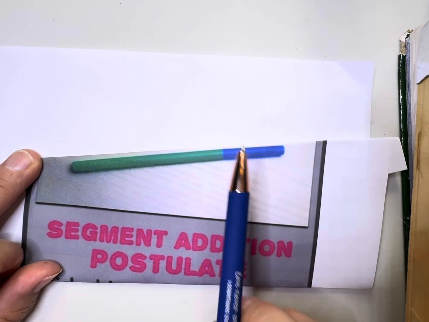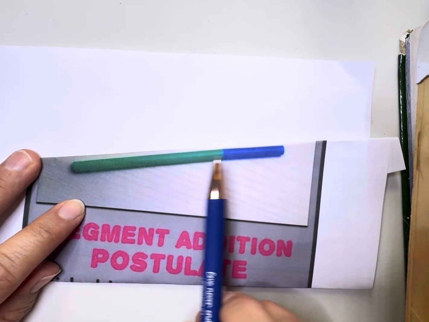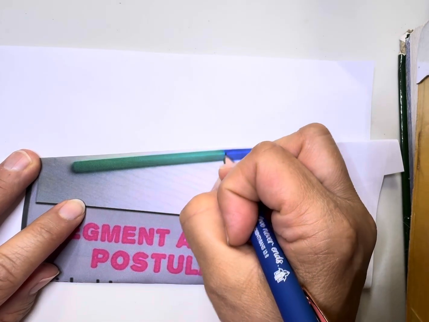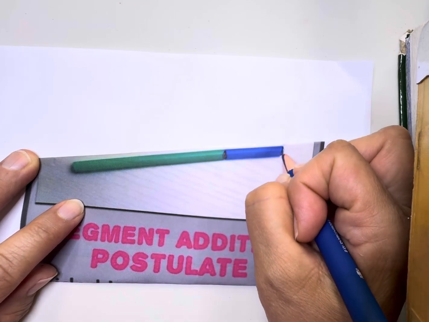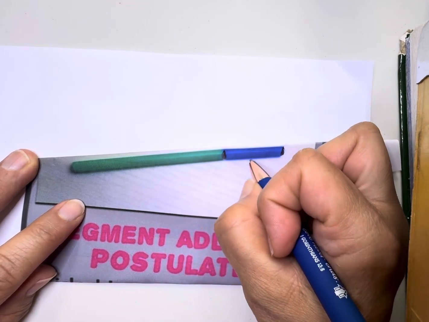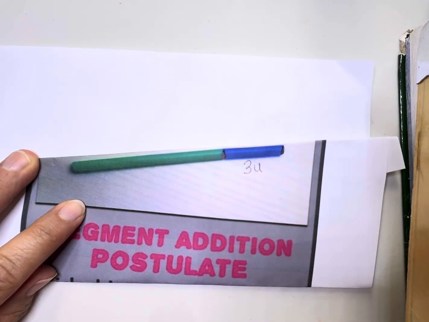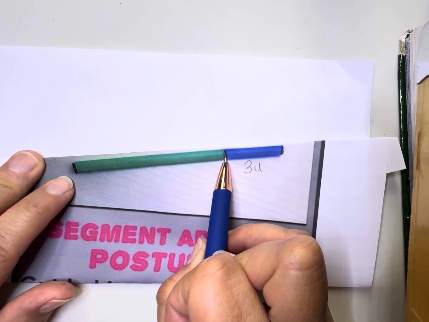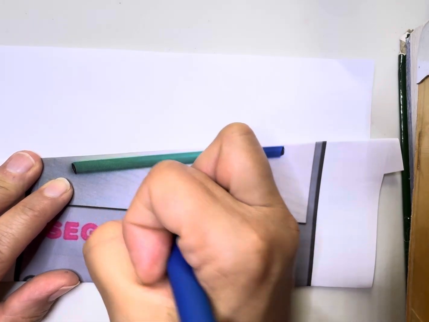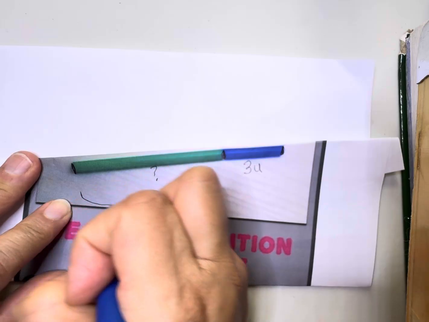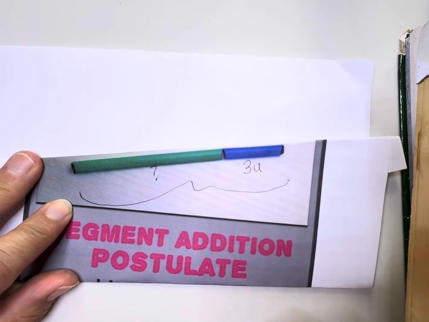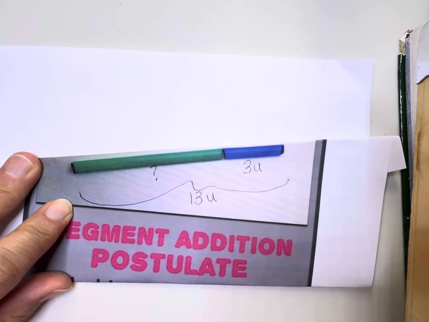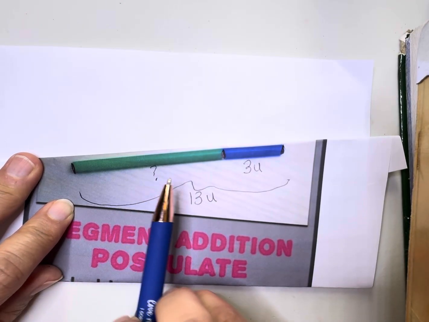Okay, here's another example. I have a blue piece and a green piece, and I put them together. So I got 2 segments that are stuck together right here. They're connected right here. I know that the blue piece, from this endpoint to this point, is 3 units. I do not know how long the green piece is. We don't know how big that is. But I do know that when they're stuck together, the entire length is 13 units. So how can I figure this out?